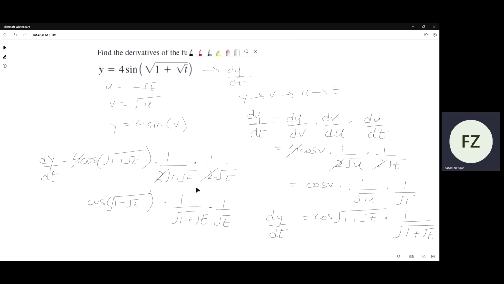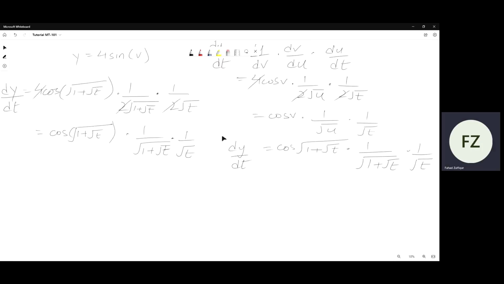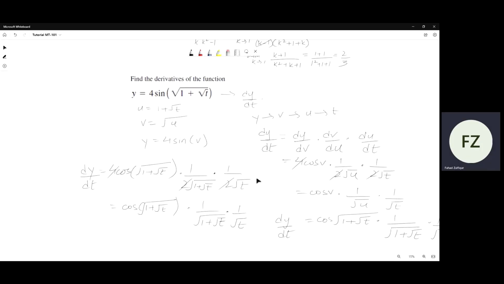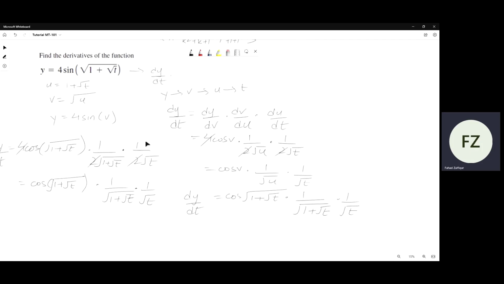Now, if you compare this function with this function, these two functions are similar: 1 by under root t, 1 by under root of 1 plus under root t, and cos of under root of 1 plus under root t. So this direct method generates the same result as this method. So over here, we are also applying the chain rule, but this is a more neat approach, which describes a step-by-step approach of how to apply the chain rule. Thank you.